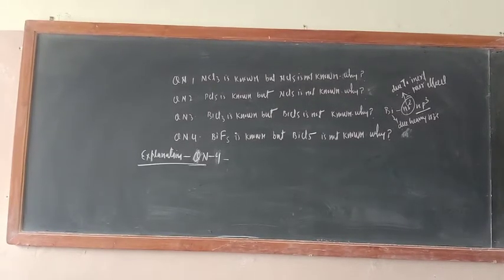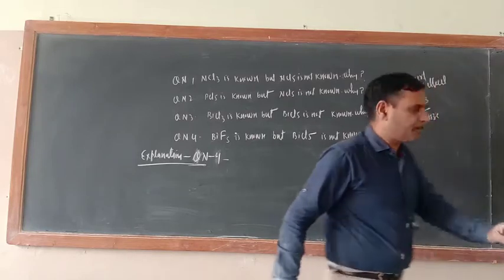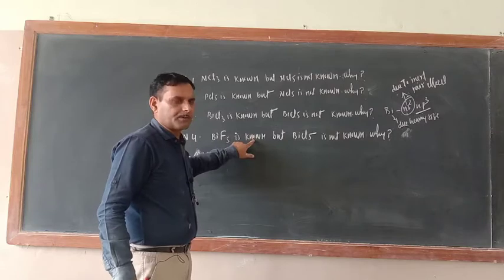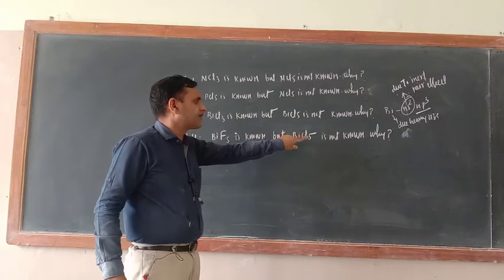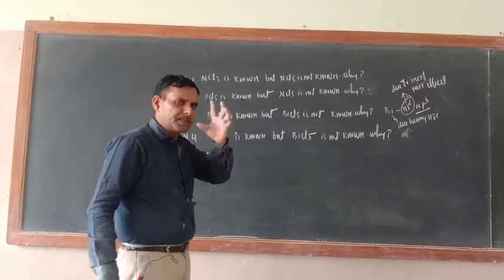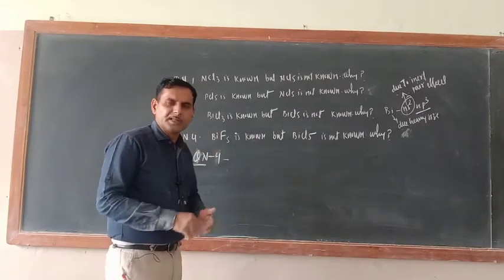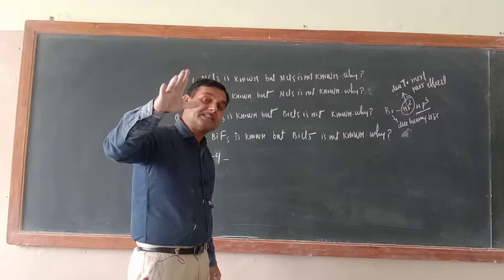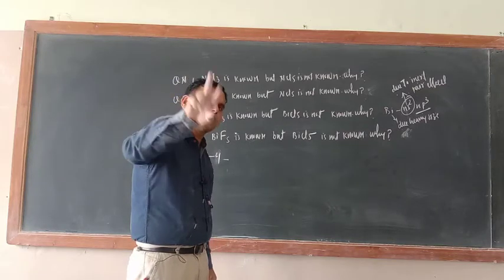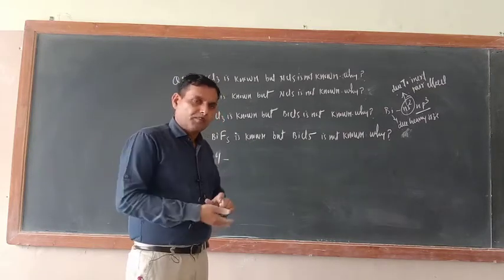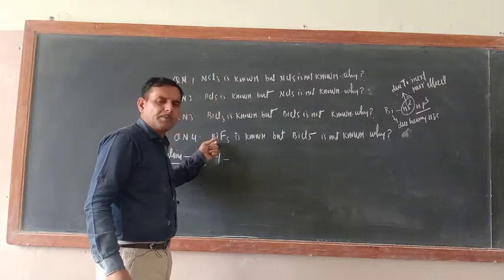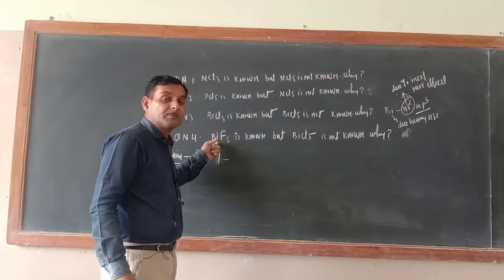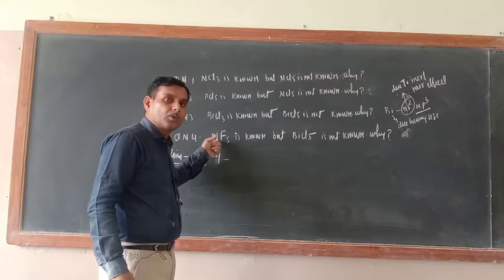So dear cadets, just see the explanation of question number 4. BiF5 is known or formed, while BiCl5 is not known. Why? Very simple thing is there. Just now I told that bismuth cannot expand. Bismuth will not exhibit the +5 oxidation state due to inert pair effect. But here just see, this compound, BiF5, is formed.